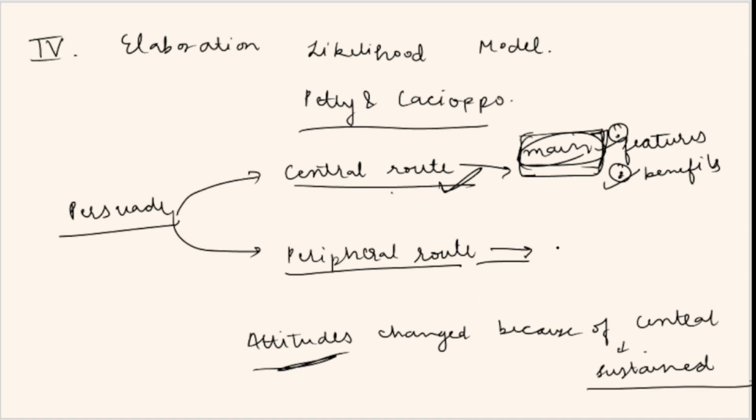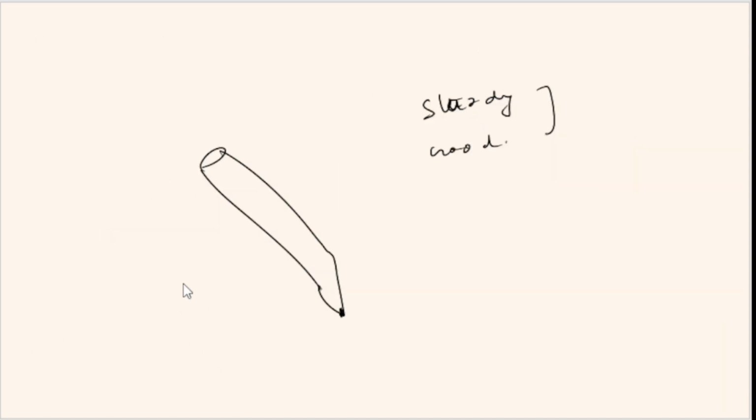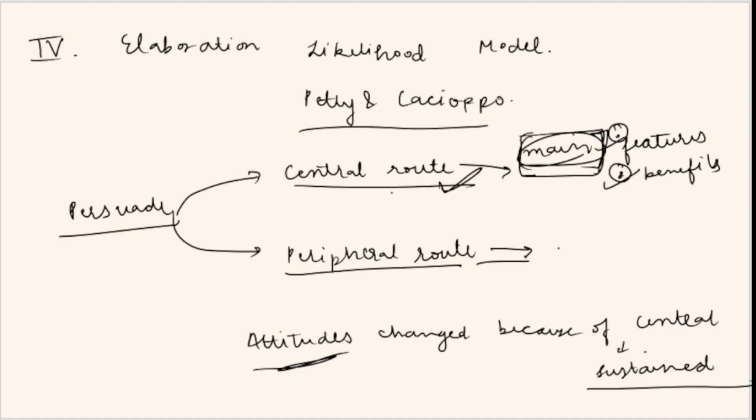But if I have just bought the pen because the person who was selling it was handsome, my attitude towards that pen will not change. I might not even use that pen later, maybe I might not even like it that much. I just bought it for that particular situation, I just agreed to buying it because of the situation that I was in. So there are two kinds of routes that we get involved in while being persuaded to change our attitudes. There is a central route, there is a peripheral route.